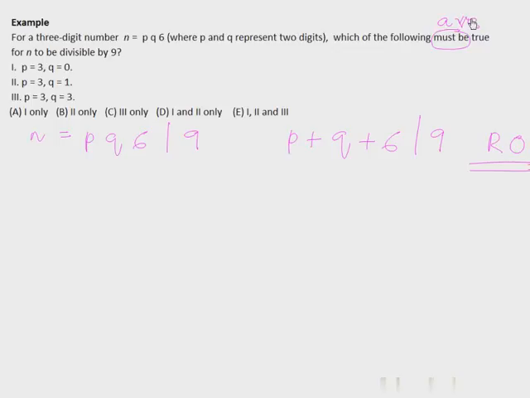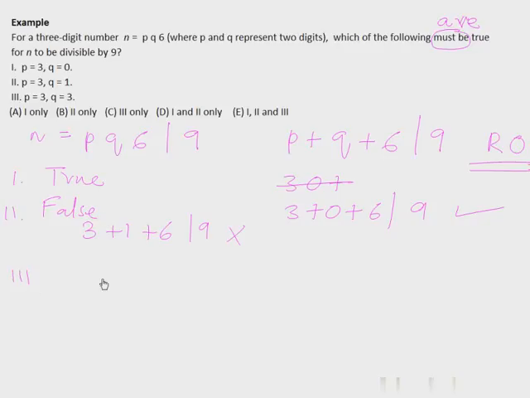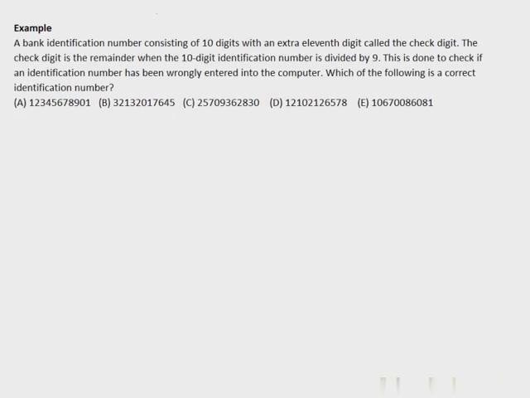P is 3, Q is 0. So 3 plus 0 plus 6 is divisible by 9. Yes. So 1 is true. What about 2? P is 3, Q is 1. That's 3 plus 1 plus 6, divisible by 9? No. So 2 is false. 3. P is 3, Q is 3. That's 3 plus 3 plus 6, divisible by 9? No. So 3 is false. So the answer is A, 1 only.